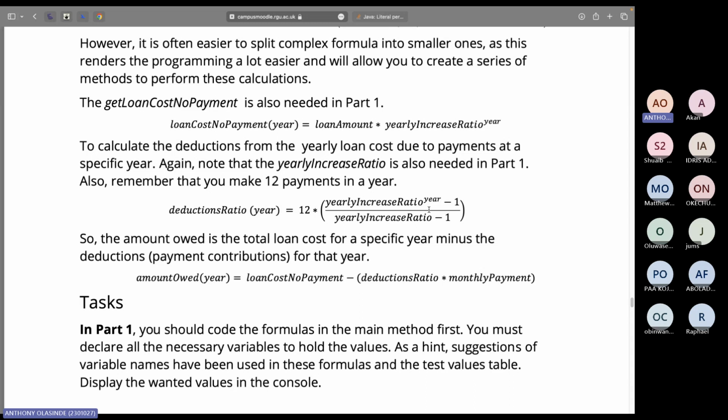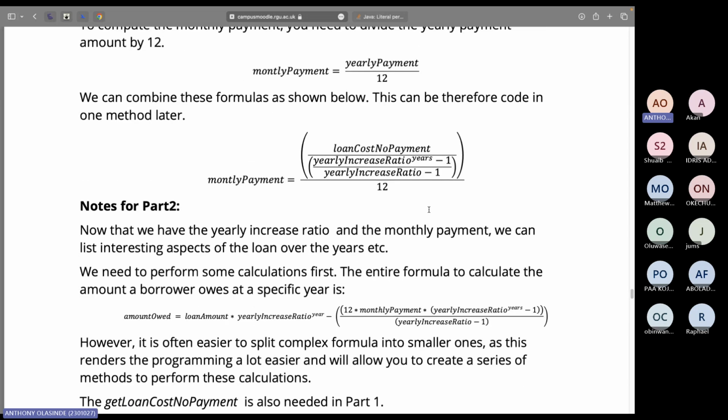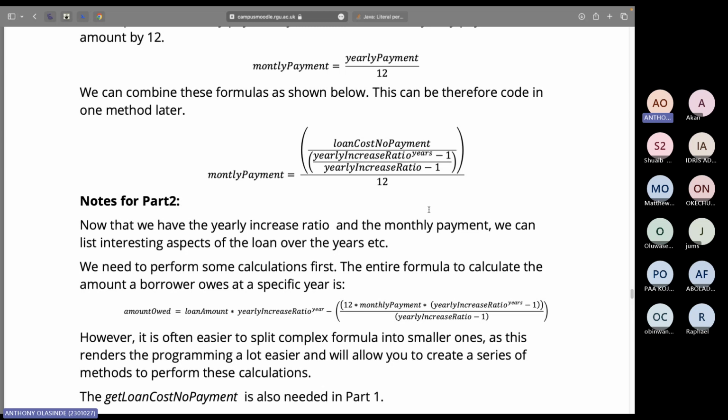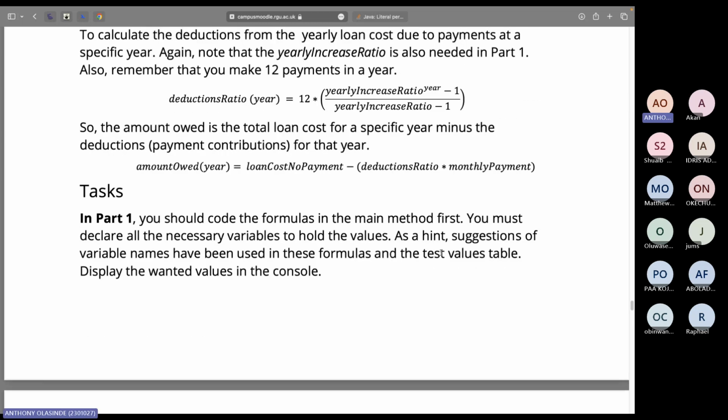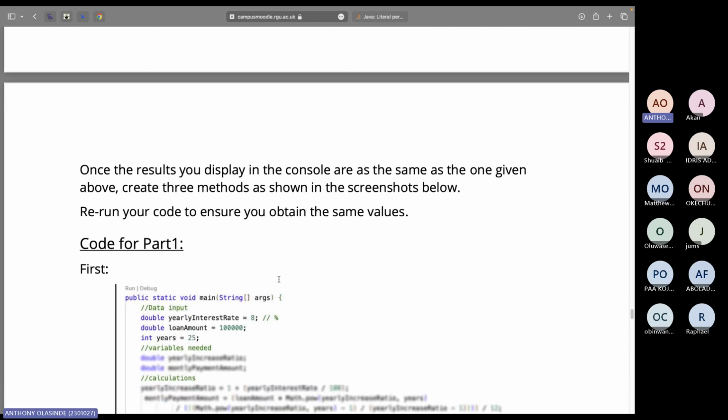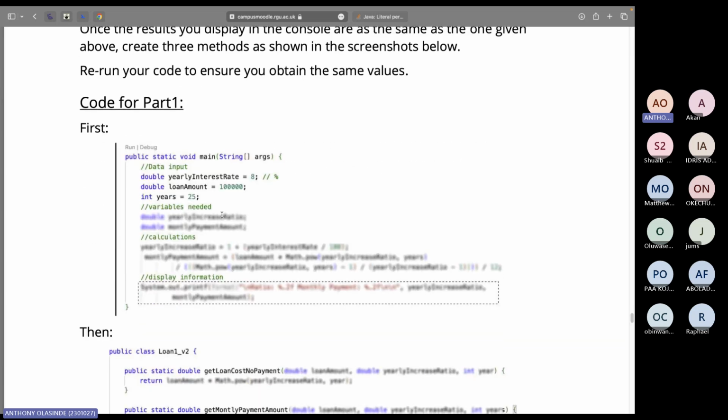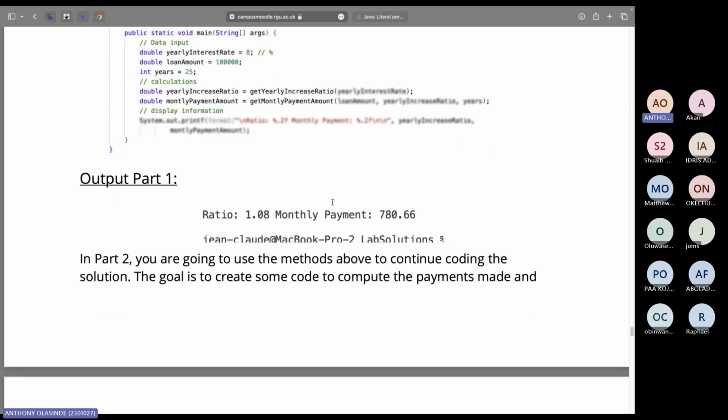Okay, basically, what do we want to calculate actually? We want to calculate, let's see. As an int, suggestions of variable names have been used in these formulas, and the test value tables display the wanted values in the console. Once the results you display in the console are the same as the ones given above, create 3 methods as shown in the screenshot below. Run your code to ensure you obtain the same value. Okay, so this is what we want to actually show, right?